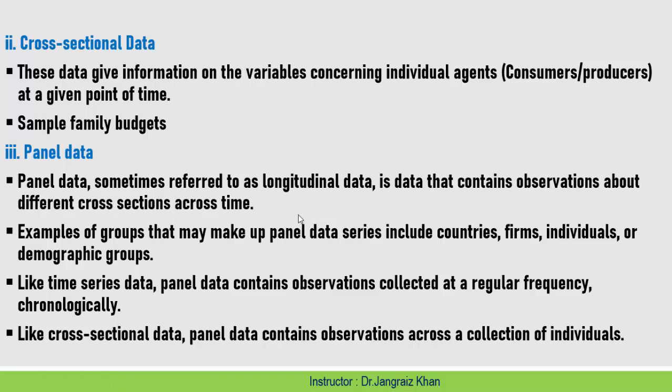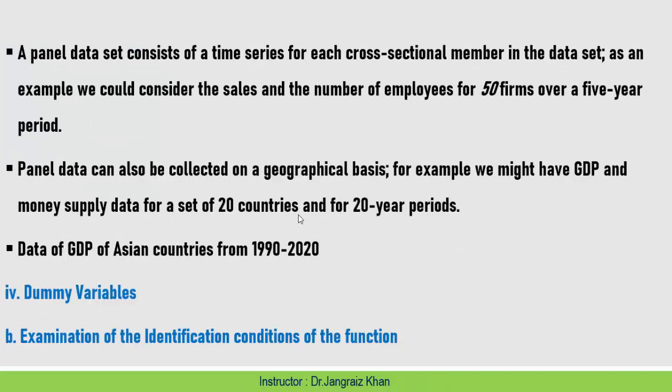Examples of that may make a panel data series including countries, firms, individuals, or demographic groups. Like time series, a panel data contains observations collected at a regular frequency chronologically. Like cross-sectional data, panel data contains observations across a collection of individuals. A panel data consists of time series for each cross-sectional member in the data set. As an example, we could consider the sales and the number of employees for 50 firms over a 5-year period.